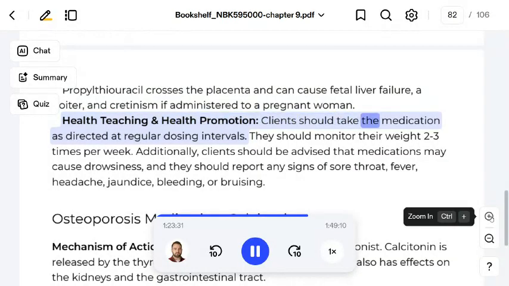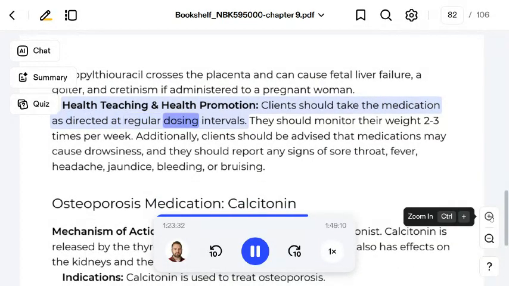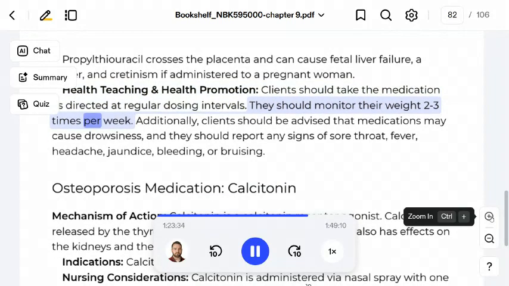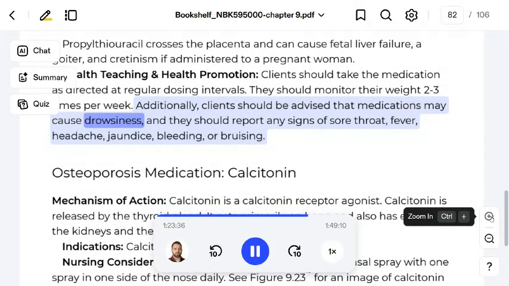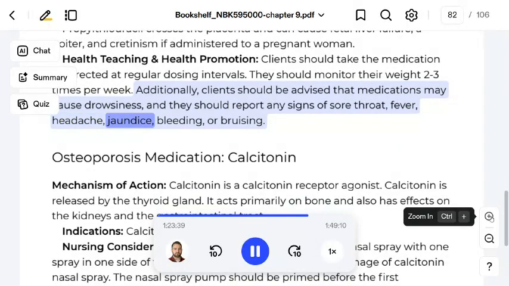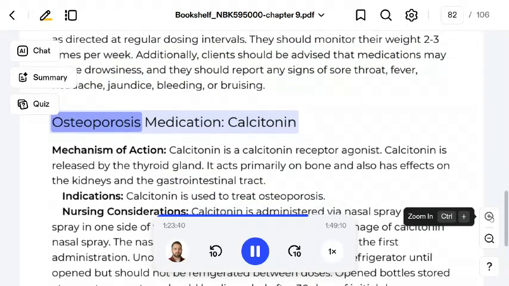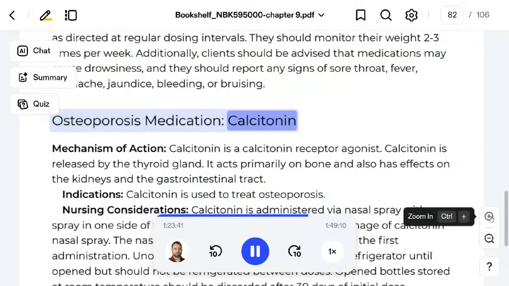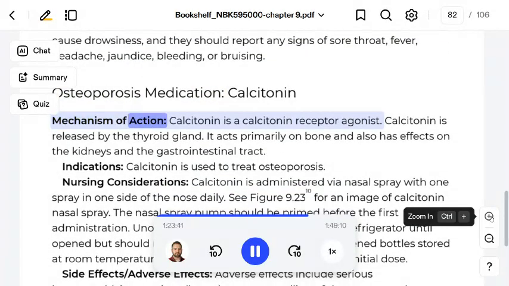Clients should take the medication as directed at regular dosing intervals. They should monitor their weight 2 to 3 times per week. Additionally, clients should be advised that medications may cause drowsiness, and they should report any signs of sore throat, fever, headache, jaundice, bleeding, or bruising. Osteoporosis medication, calcitonin. Mechanism of action.